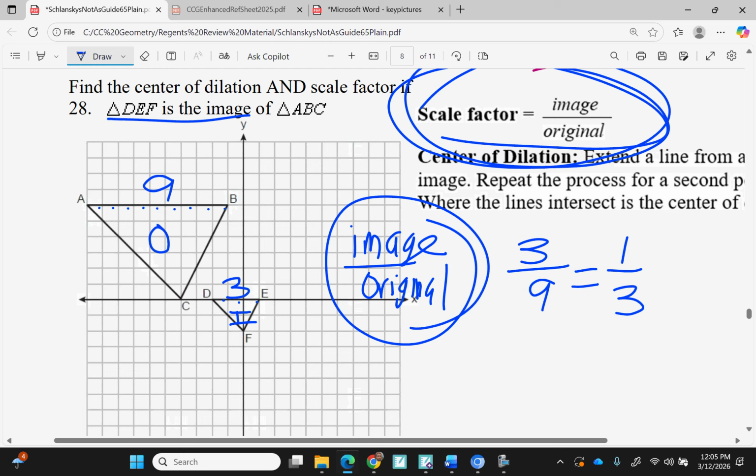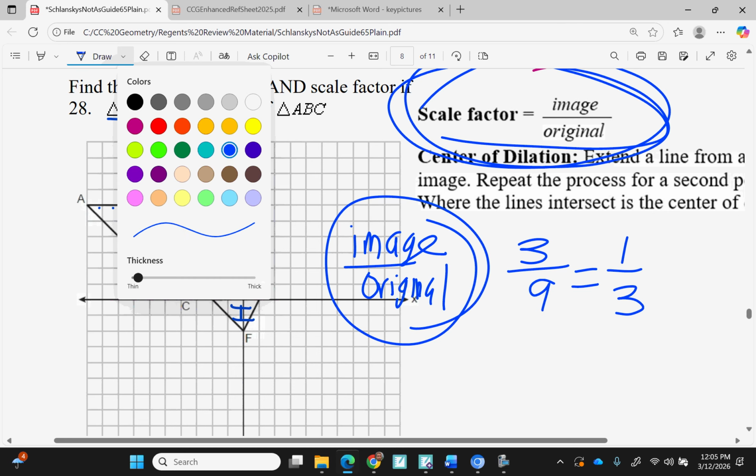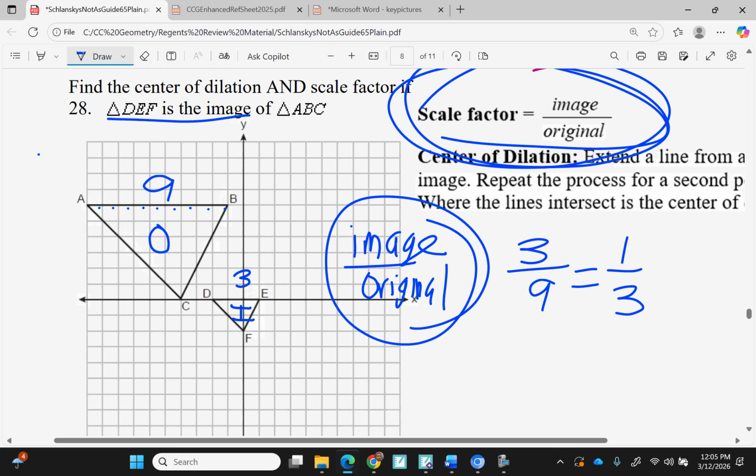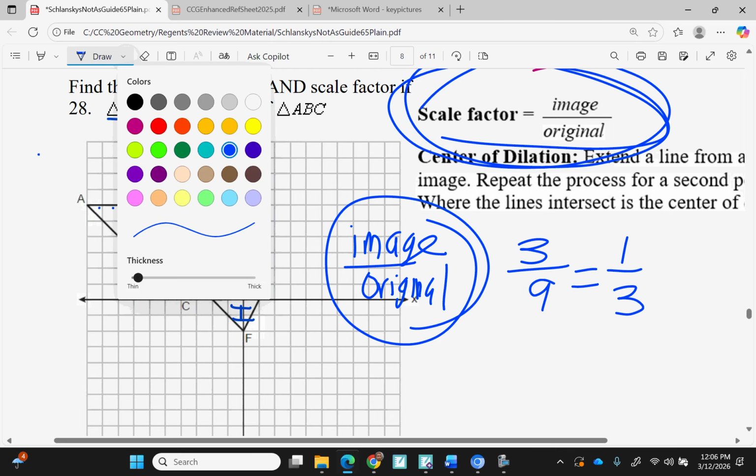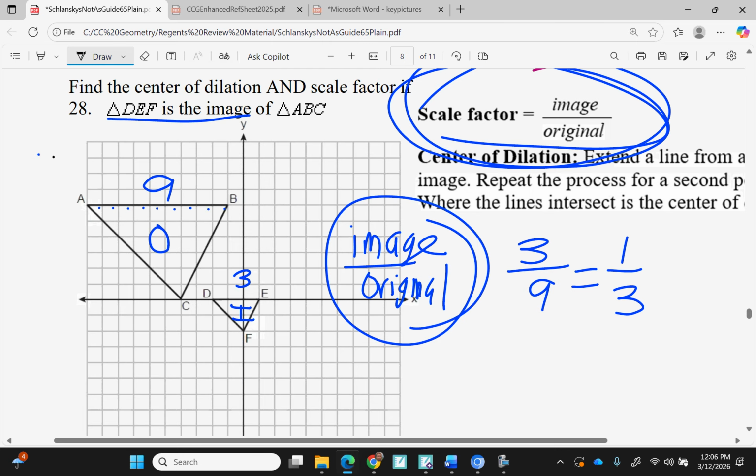Now, center of dilation. I don't want to erase, so let's keep that there. For center of dilation, it's going to be hard to do this without a straight edge, and I don't think I have one here. So I'm going to connect any point to its image, and I'm going to extend a line. I'm going to do this freehand, which is not a great idea, but it is what it is.